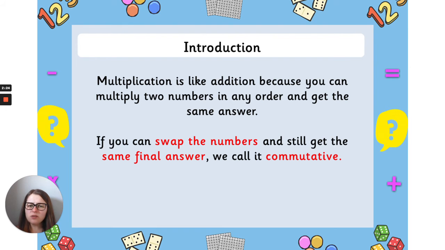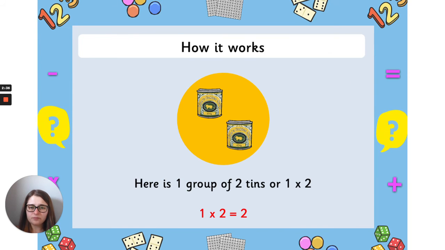Super. Multiplication is like addition because you can multiply two numbers in any order and get the same answer. If you can swap the numbers and get the same final answer, we call it commutative. How it works. Here is one group of two tins, or 1 times 2. 1 times 2 equals 2.